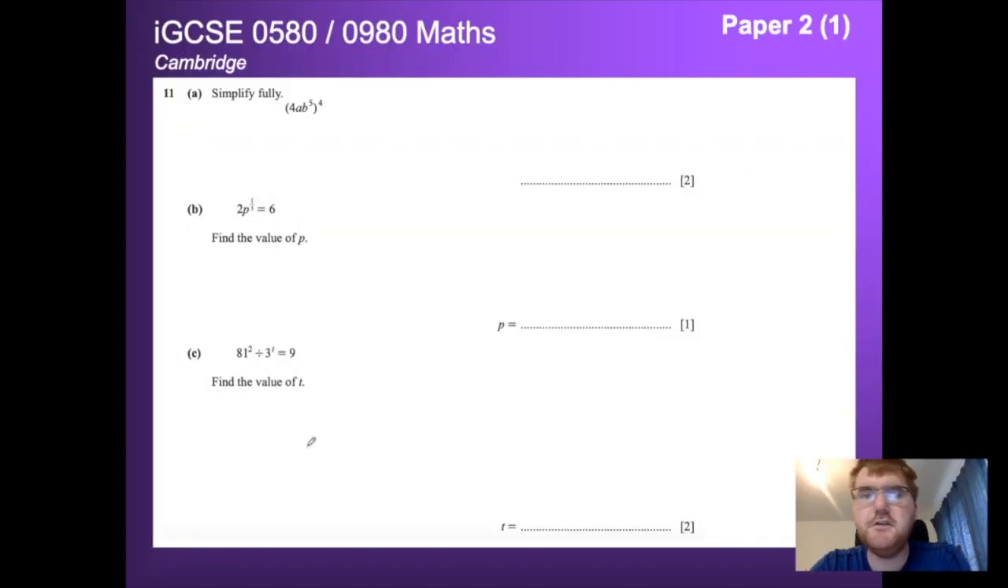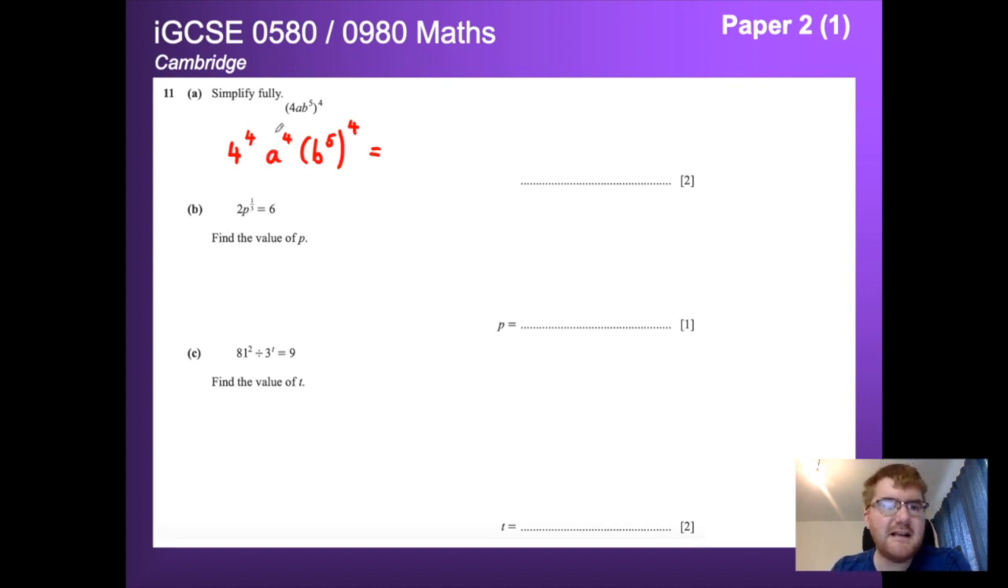Okay, and on to question 11. So we need to simplify the following expression: (4ab^5)^4. And the key thing to remember here is apply that power of 4 to each part individually. So we're going to do 4 to the power of 4 on its own, a to the power of 4, which is nice because we don't have to do anything, and then b^5 all to the power of 4. So we need to work all these things out separately.